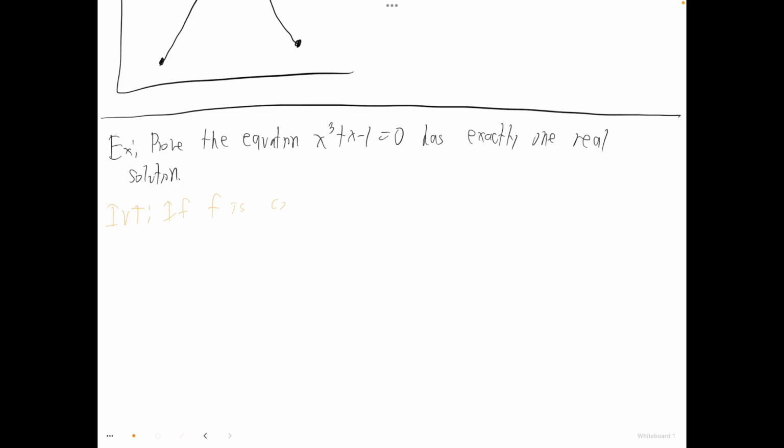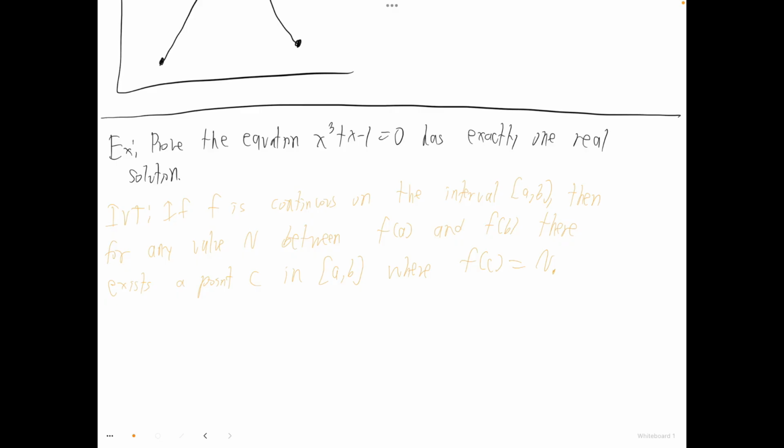If f is continuous on the interval a to b, then for any value n between f of a and f of b, there exists a point c in the closed interval a to b where f of c is equal to n.